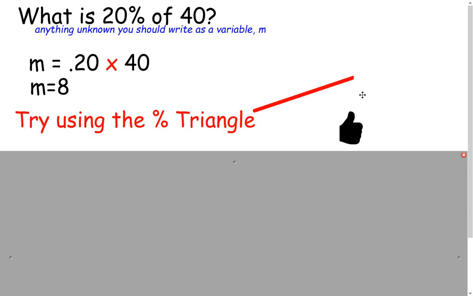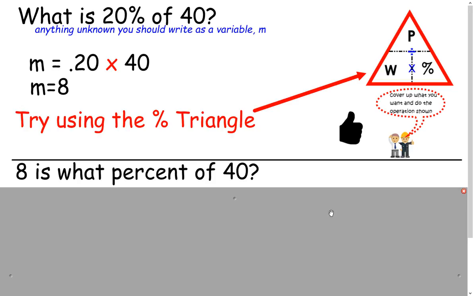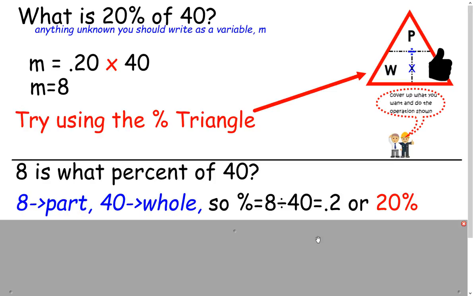So we're going to use the triangle method and try 8 is what percent of 40. So 8 is what percent? What percent? I don't know the percentage. I'm going to cover up percent. Okay. And so that tells me I'm going to do part divided by whole, and I get 0.2 or 20%.